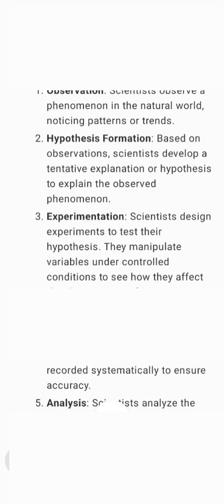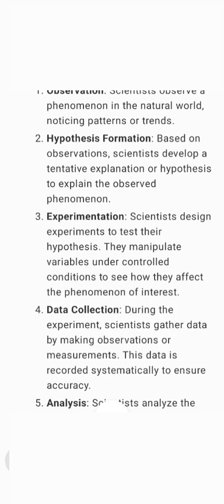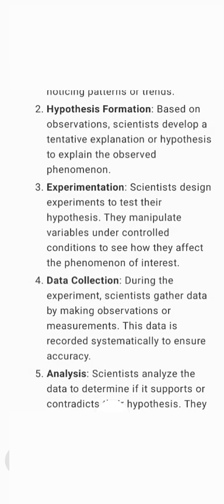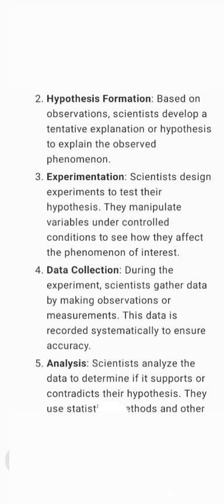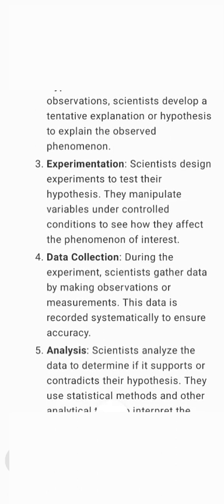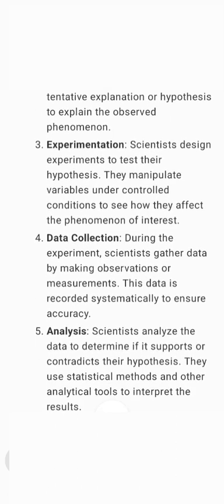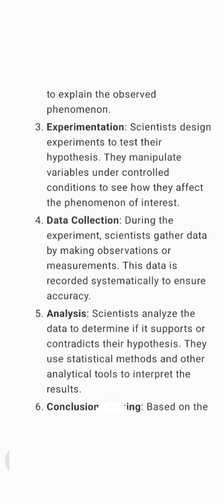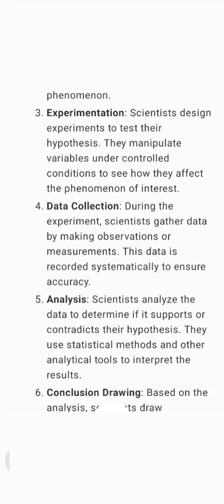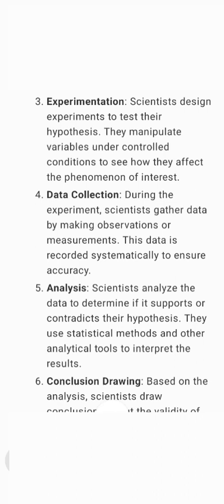1. Observation. Scientists observe a phenomenon in the natural world, noticing patterns or trends. 2. Hypothesis formation. Based on observations, scientists develop a tentative explanation or hypothesis to explain the observed phenomenon. 3. Experimentation. Scientists design experiments to test their hypothesis. They manipulate variables under controlled conditions to see how they affect the phenomenon of interest.